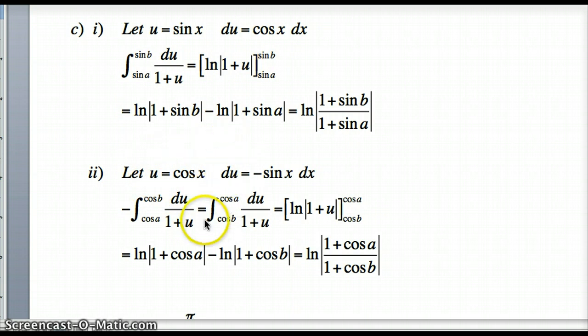Very similar to find the second integral. This time u is cos x, and then you get a negative. Follow very similar. I did one little thing there to make life easy. Because of the negative, I've just put that outside. But then I use the idea that if you change the negative, you can reverse the limits. So change the minus to plus and change the limits around. Works out nicely then. You end up with the log to base e of 1 plus cos a over 1 plus cos b.